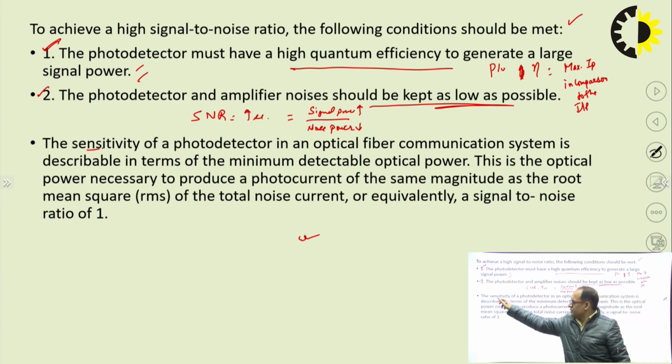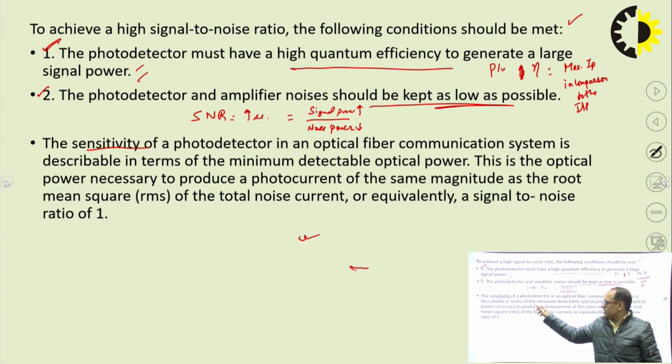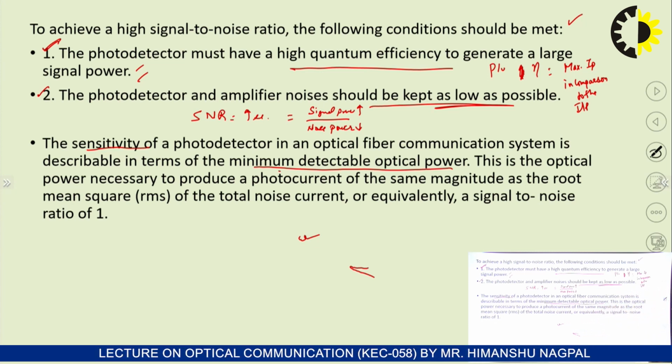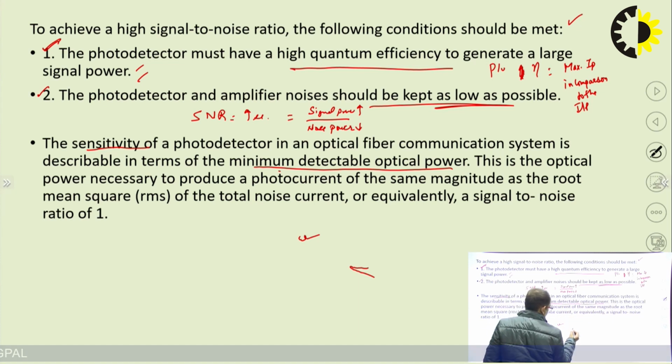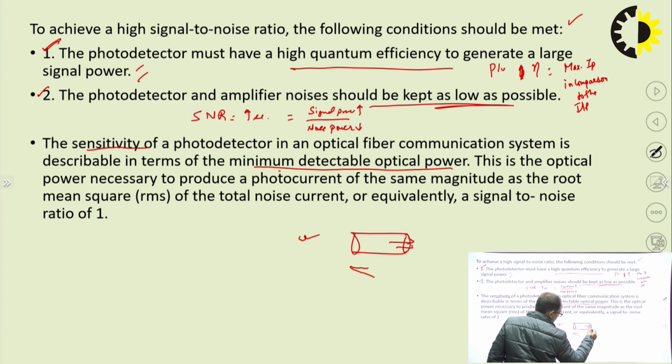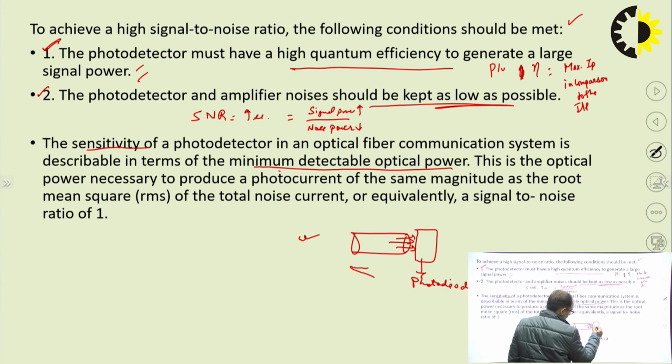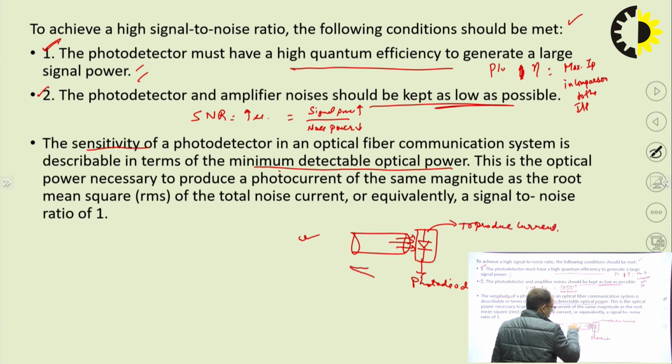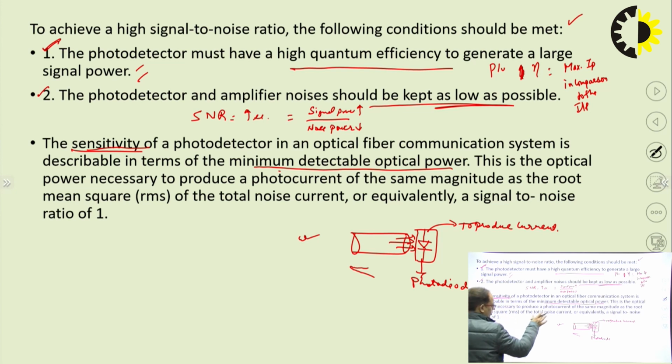Now the next term is the important term of the photodetector, that is the sensitivity of the photodetector, which is describable in terms of the minimum detectable optical power. Okay. Minimum optical power is required from the optical output at the end of the optical fiber cable, incident on the photodiode, to produce current. Minimum optical power is required for the photodiode to produce the output current, and that is the term known as the minimum detectable optical power, and that is equivalent to the sensitivity of the photodetector.